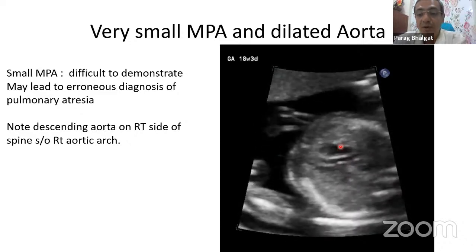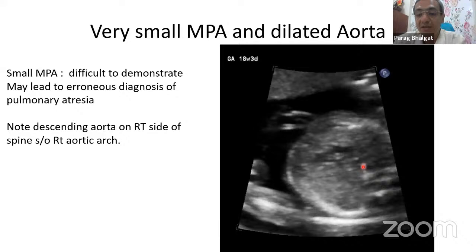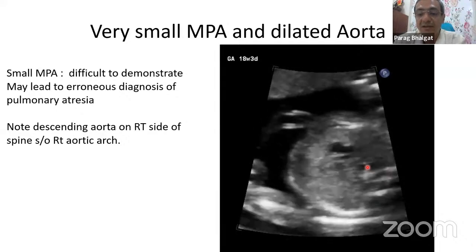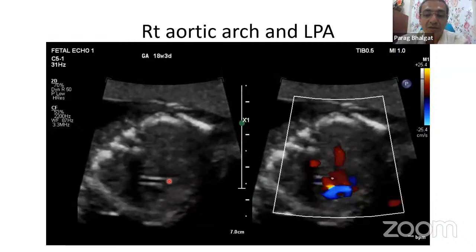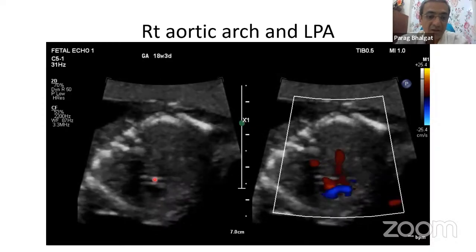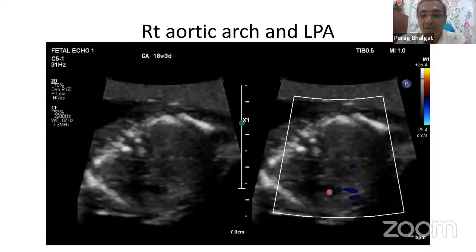Again, just for a point, this is the ascending aorta and this is the descending aorta. This is on the right side, suggestive of right aortic arch. So in this image, it's difficult to appreciate. We can just see the RPA, but LPA is not seen, but LPA can be seen with the flow.